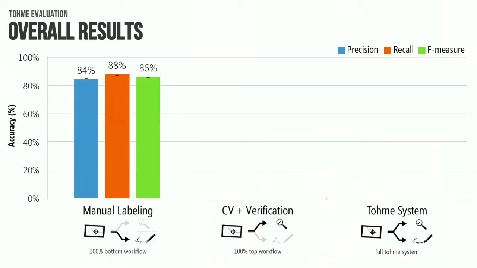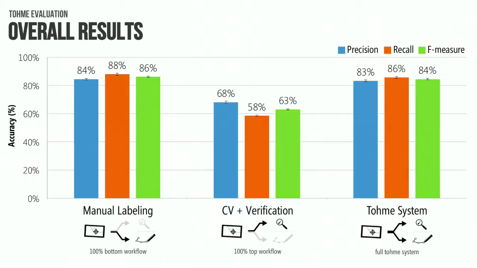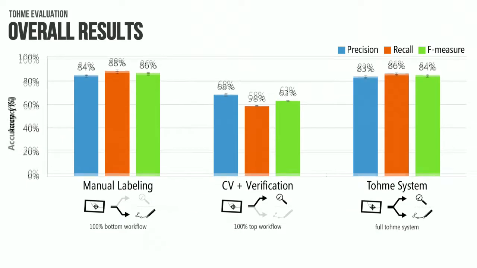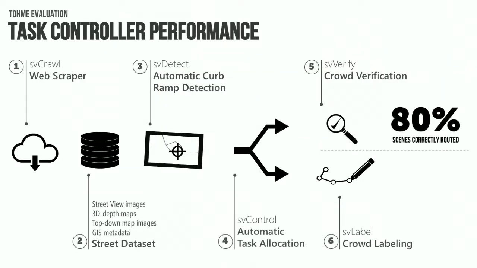So for manual labeling, I have precision in blue, recall in orange, and F measure in green. We have 86% F measure. As expected, the CV plus verification drops. And then for Tohme, we get similar performance to manual labeling alone, but a 14% decrease in cost. In terms of the task controller performance, 80% of the scenes that were routed to the verifier were correct, and only 50% of the scenes routed to the manual labeling step were correct.